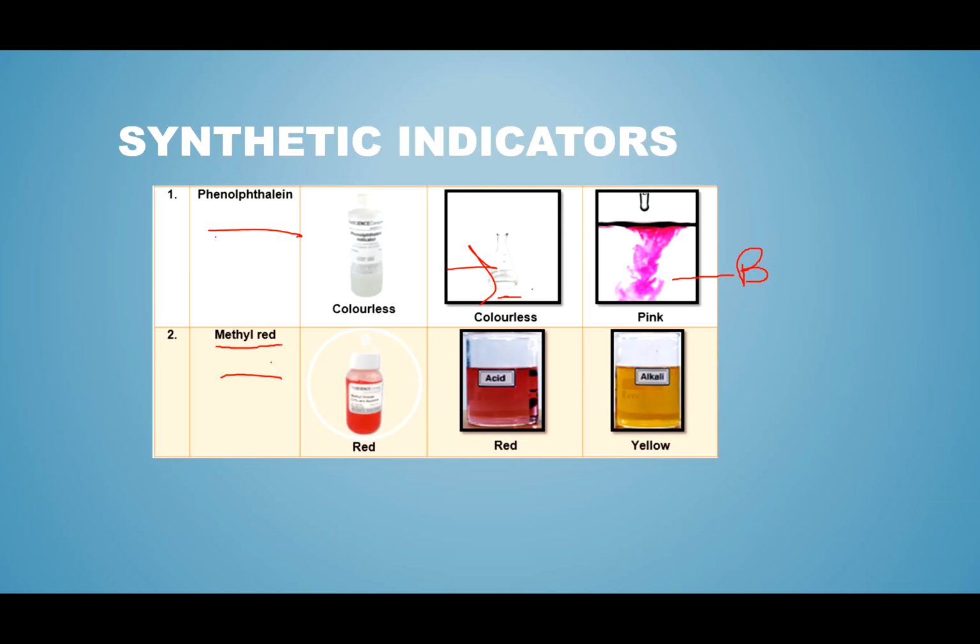The other one is methyl red. It's a red color indicator, which remains red when added to acid, but when added to a base, it turns yellow. So by looking at the color change of the indicators, we can identify very easily the nature of the substance, whether it is acidic or basic.